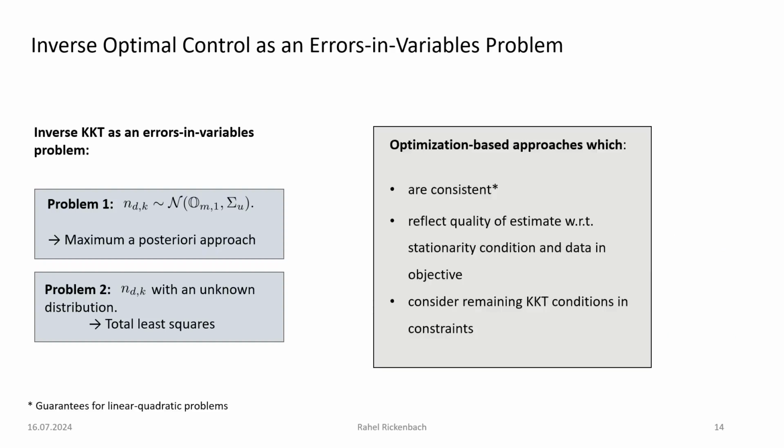For both of these problem classes, we provide two optimization-based approaches that reflect the quality of the estimate in the objective function and consider the remaining KKT conditions in the constraints, kind of similar to what you've already seen with the traditional relaxation, but they are consistent for linear quadratic problems. So let's have a look at the first problem class, which we address with a maximum a posteriori approach.